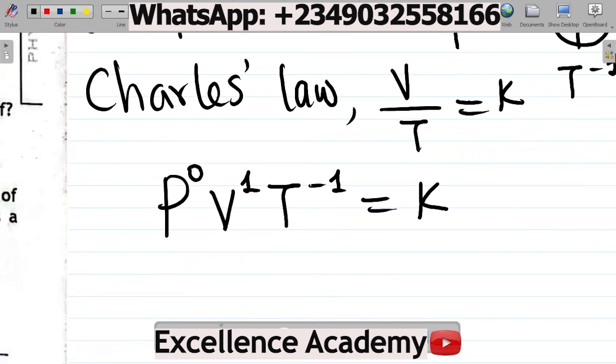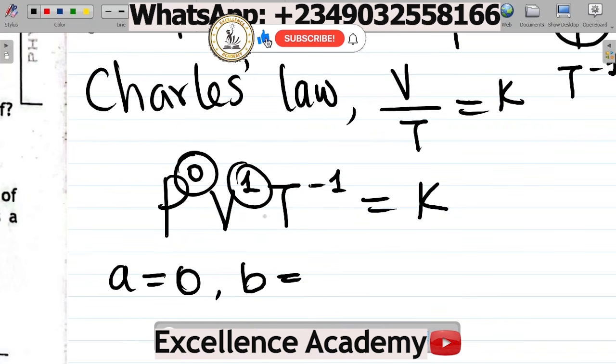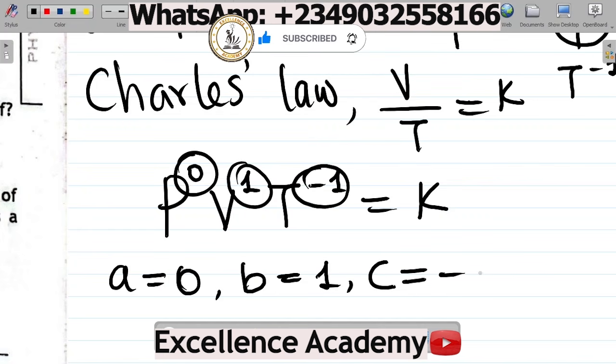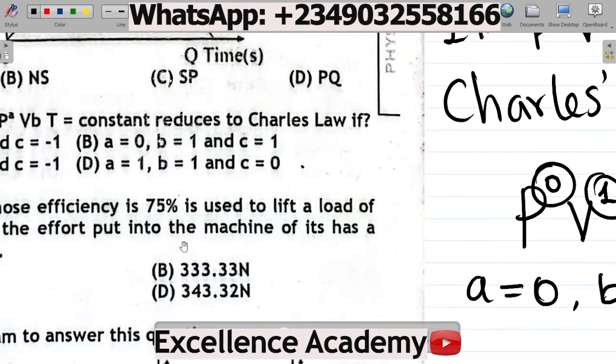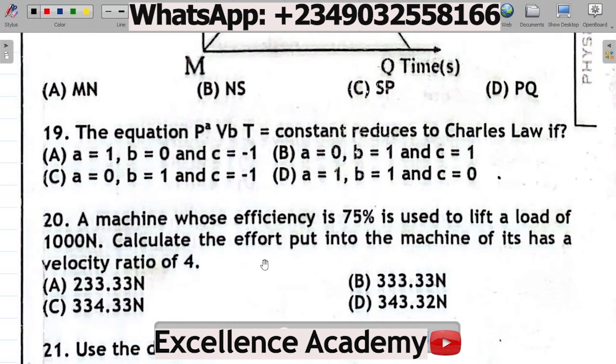That means if you compare them, A, which is the power of P, is 0. B, the power of V, is 1. C, which is the power of T, is minus 1. So you have 0, 1, minus 1. Let's see which option that is. 0, 1, minus 1 is option C. That's A is 0, B is 1, C is minus 1. That is your correct answer.